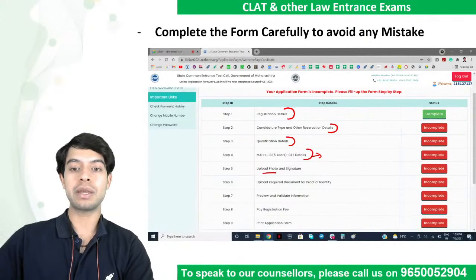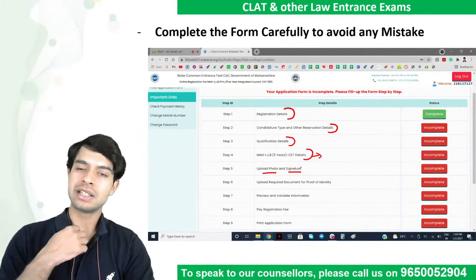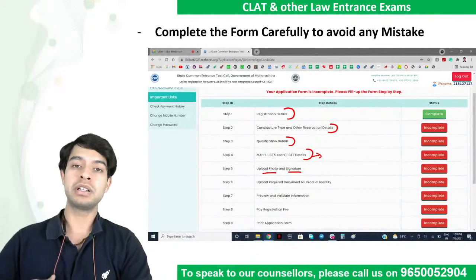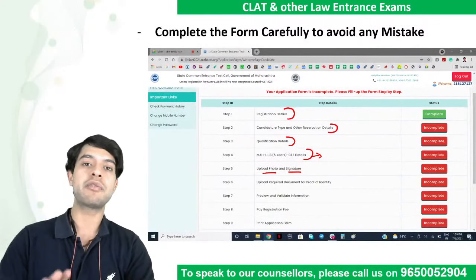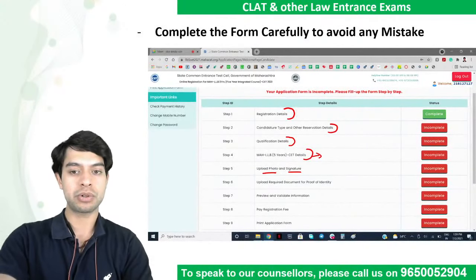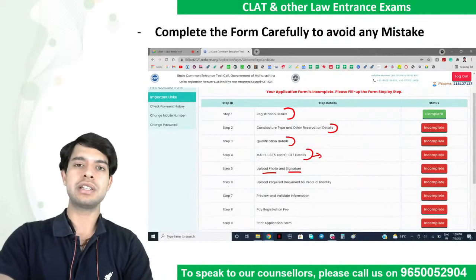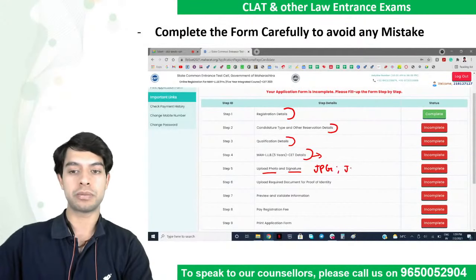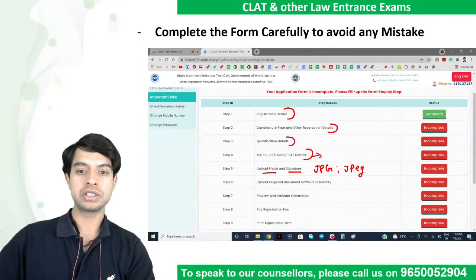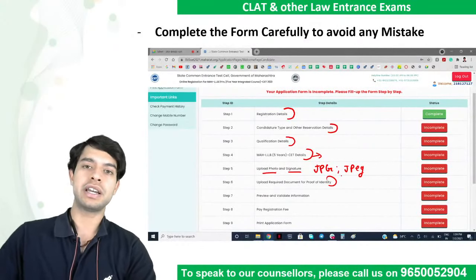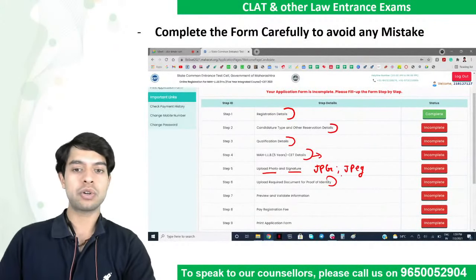Then you need to upload an image and signature. Guys, remember, although it is not compulsory, these examinations prefer a passport size photograph with a white background. So अगर possible हो तो white background की passport size photograph upload करें and signature as well. They both should be in JPG or JPEG format. Got it? Then for proof of identity, I think they will ask for Aadhaar card or any proof of identity you may upload.